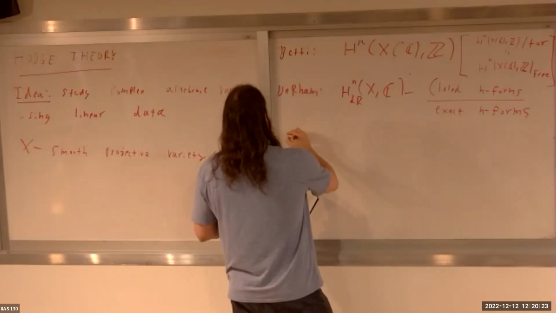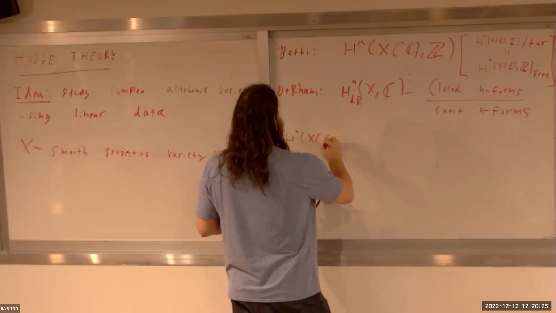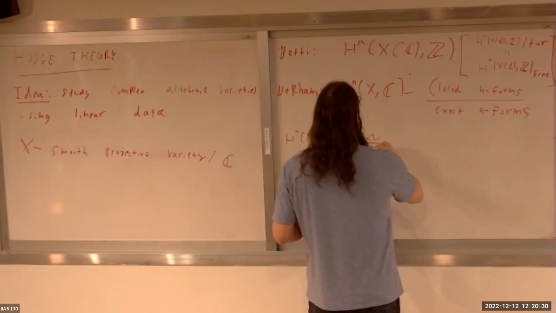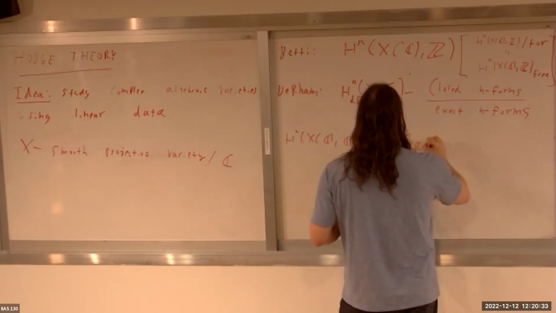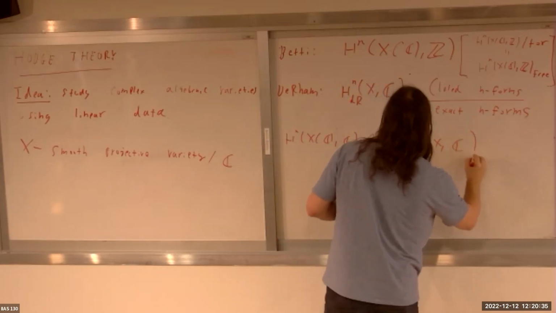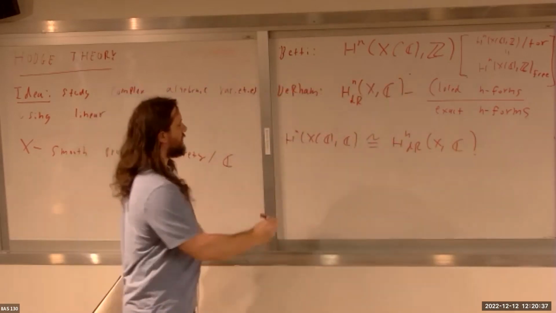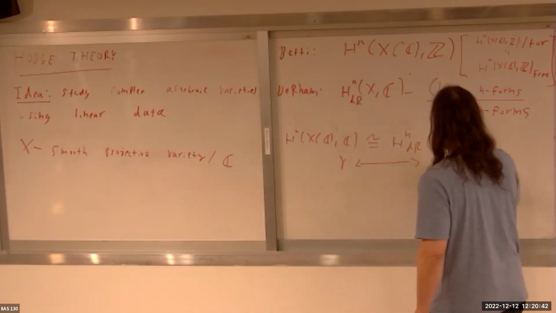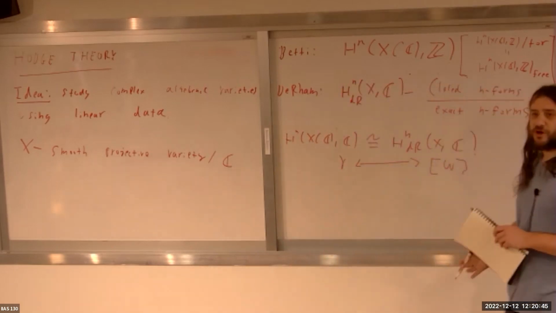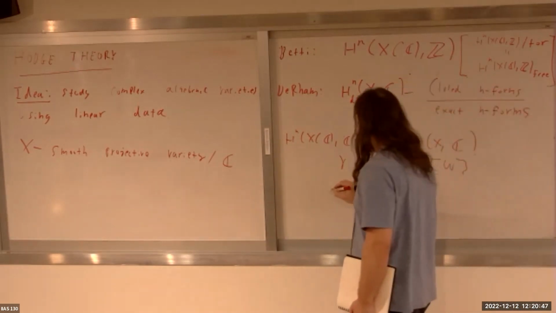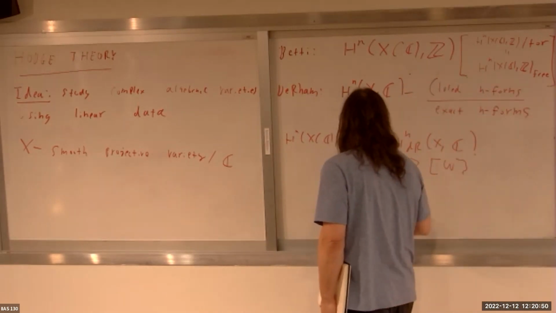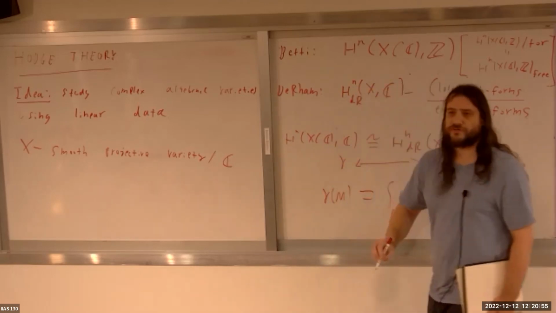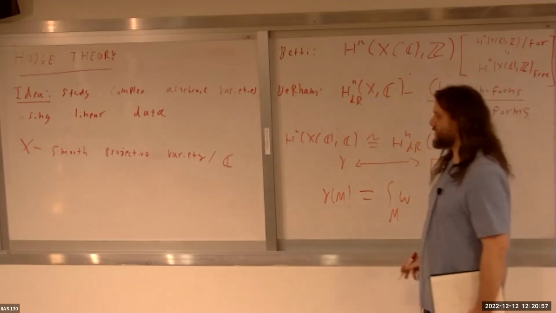Then we have the de Rham isomorphism between Betti and de Rham cohomology. How does this work? If we have a cohomology class gamma, and we map it to the class of some omega, then for all homology classes M, you want gamma on M to equal the integral of omega over M. That gives you an isomorphism of cohomology groups.